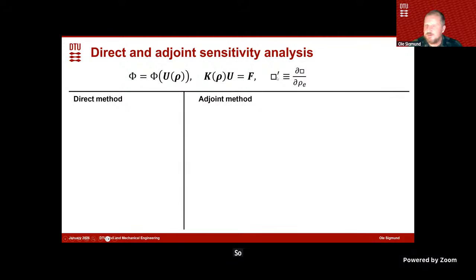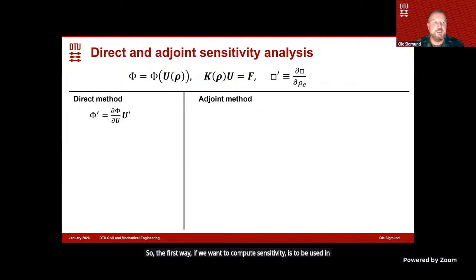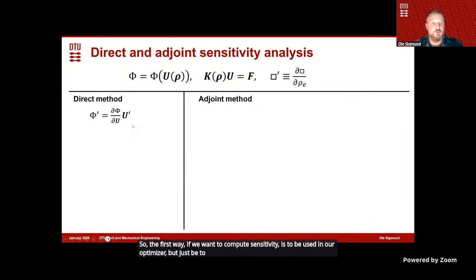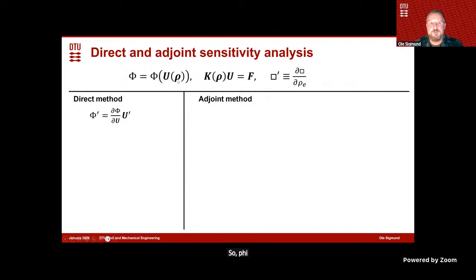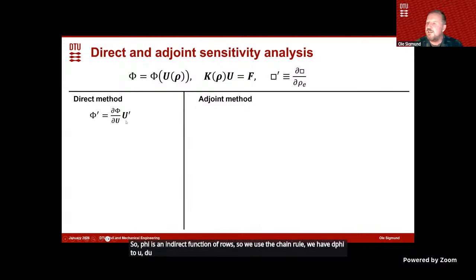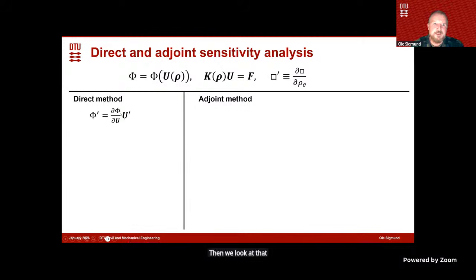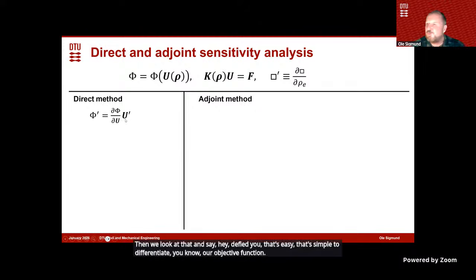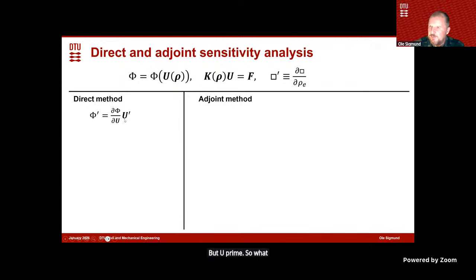So the first way, if we want to compute sensitivities to be used in our optimizer, would just be to differentiate directly. So phi is an indirect function of rho, so we use the chain rule. We have d phi du, du d rho. Then we look at that and say, hey, d phi du, that's easy. That's simple to differentiate. We know our objective function. But u prime, so what happens to the displacement vector if we change the densities in one of the elements?